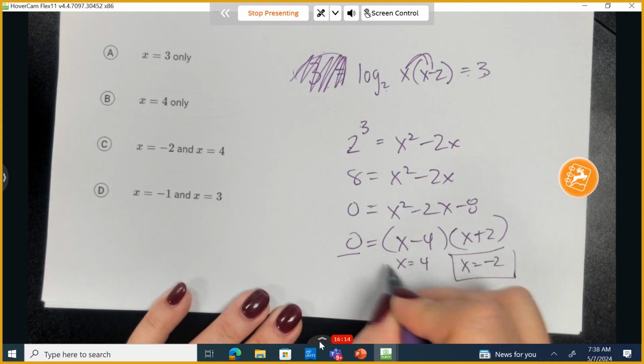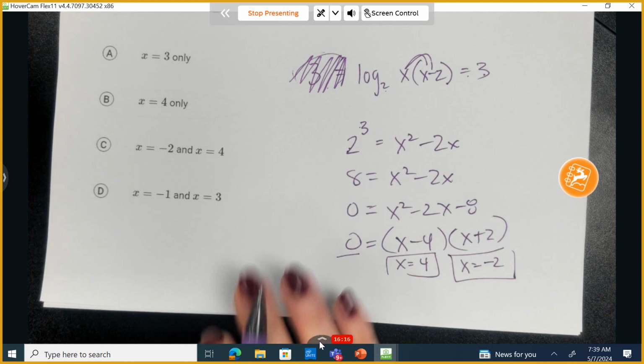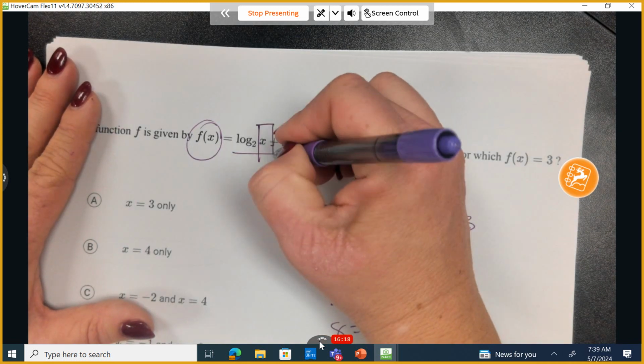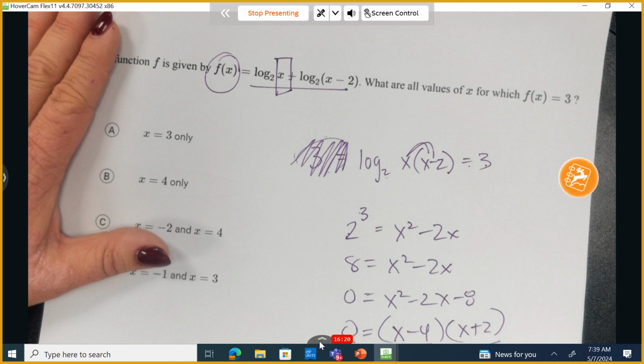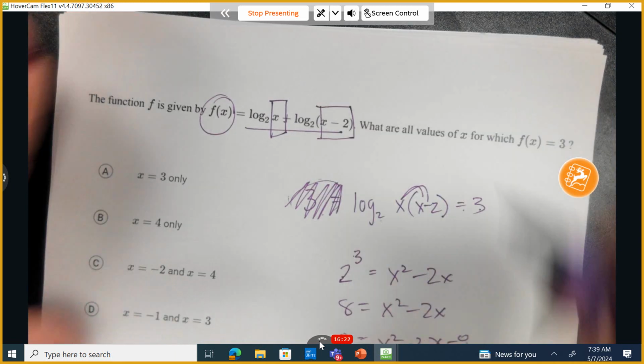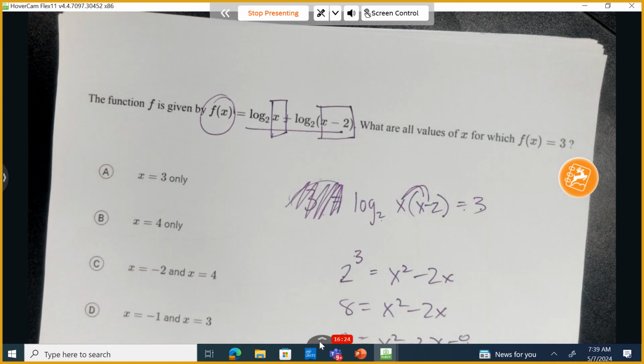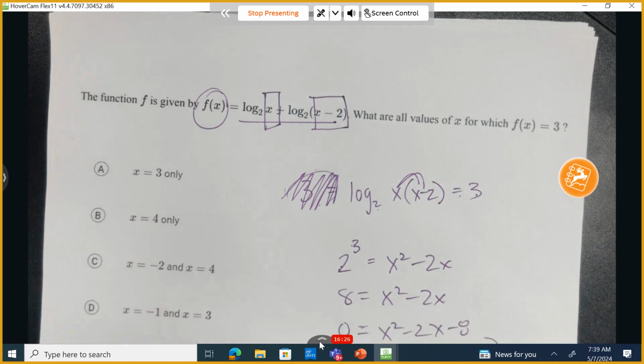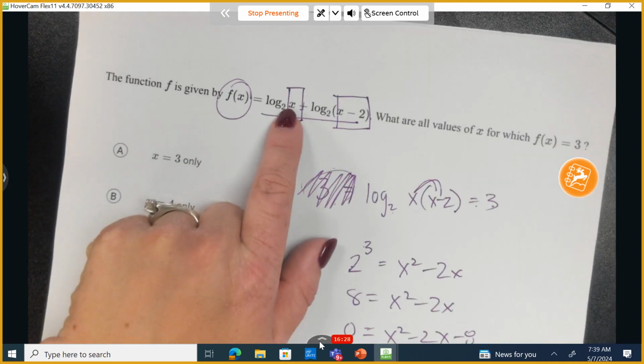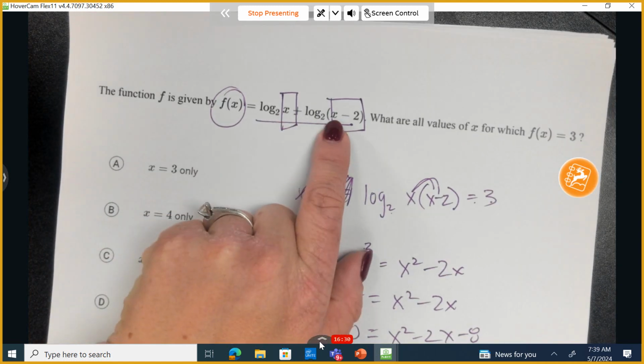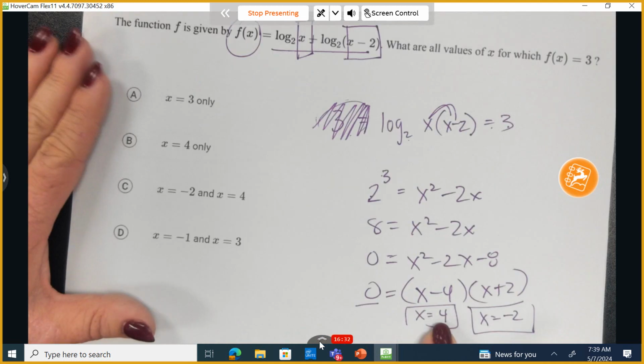Now, here's the kicker. Are you ready? We need to go back to the original function. Remember that whatever's behind the log, when you plug in the values, can never be negative. It has to always be a value that is greater than 0. So when I plug in 4, I'm good. It's still positive. When I plug in 4, 4 minus 2 is still positive. So I like an answer of 4.